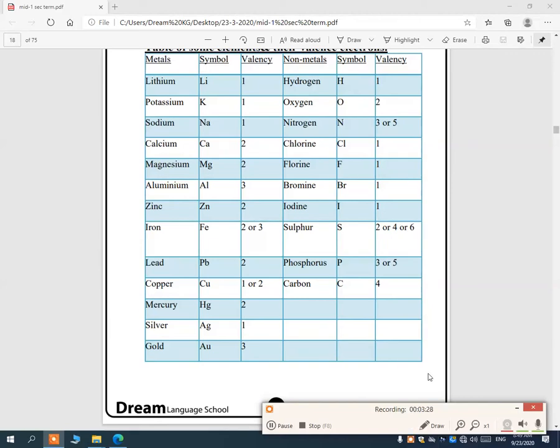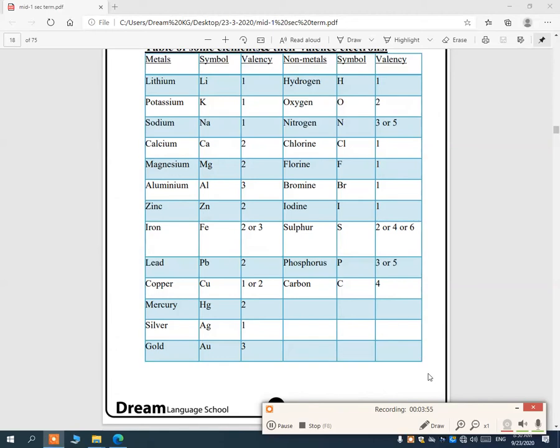The valency of mercury is 2, the valency of silver is 1, the valency of gold is 3. To study this part easily, collect the metals that have the same valencies together. For example, collect the metals which have valency equal to 1 together, and the metals that have valency equal to 2 together, and so on. Now let's talk about the nonmetals.